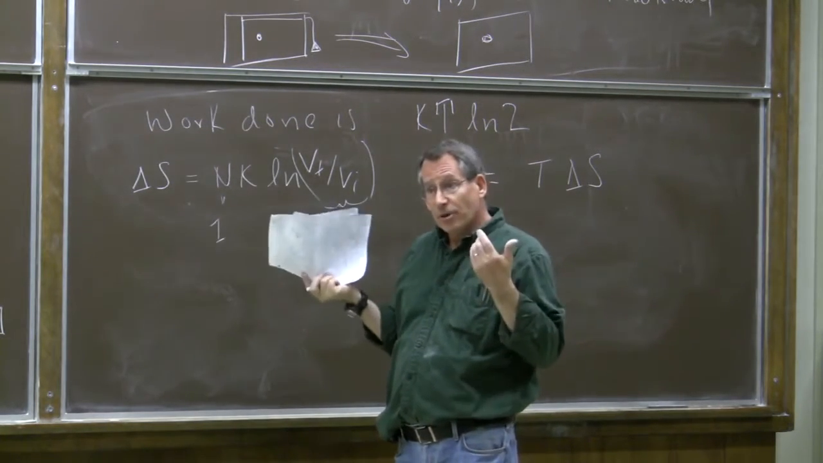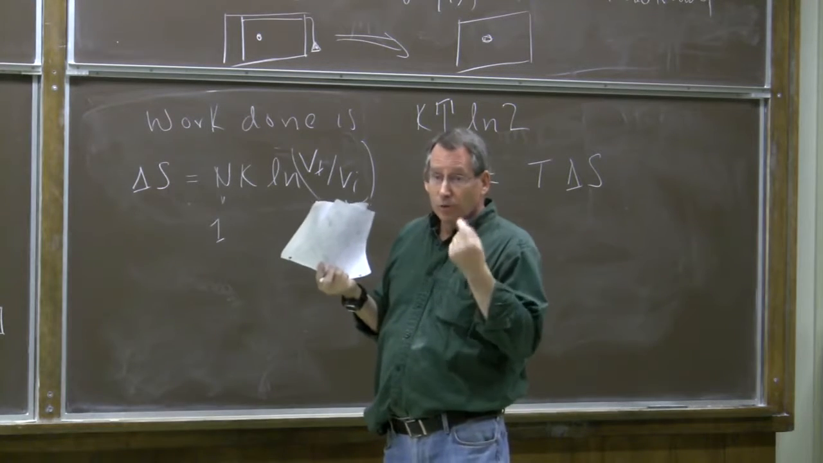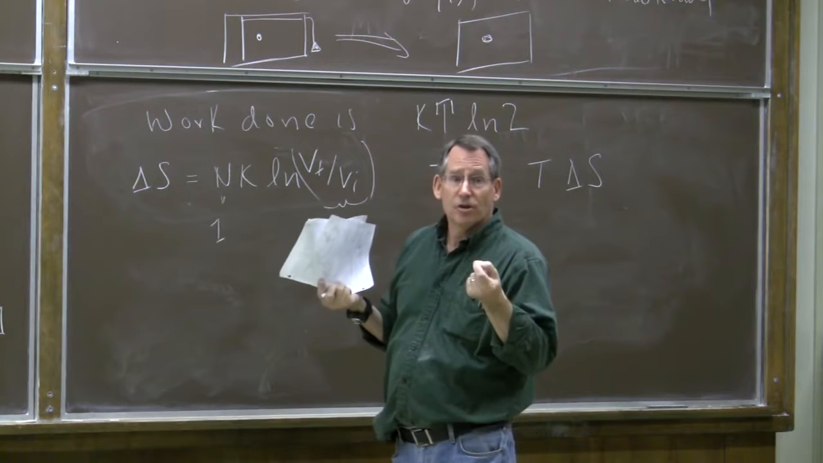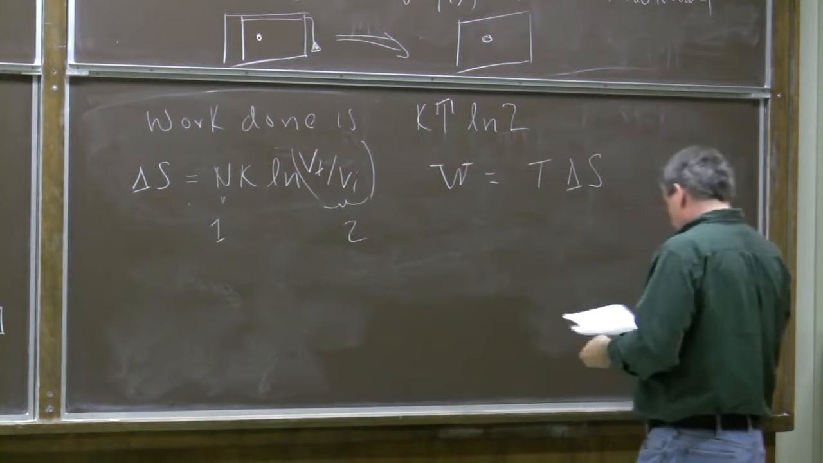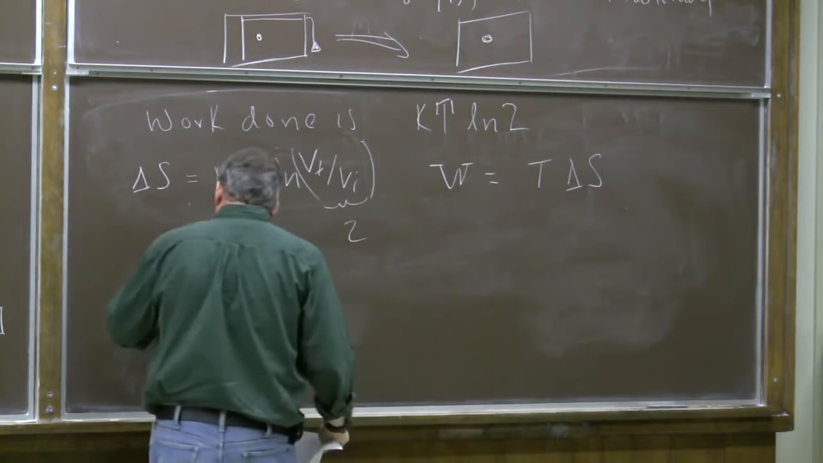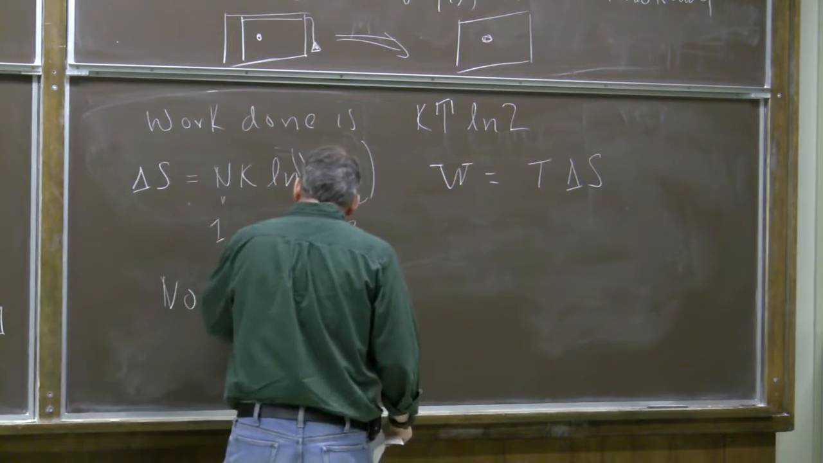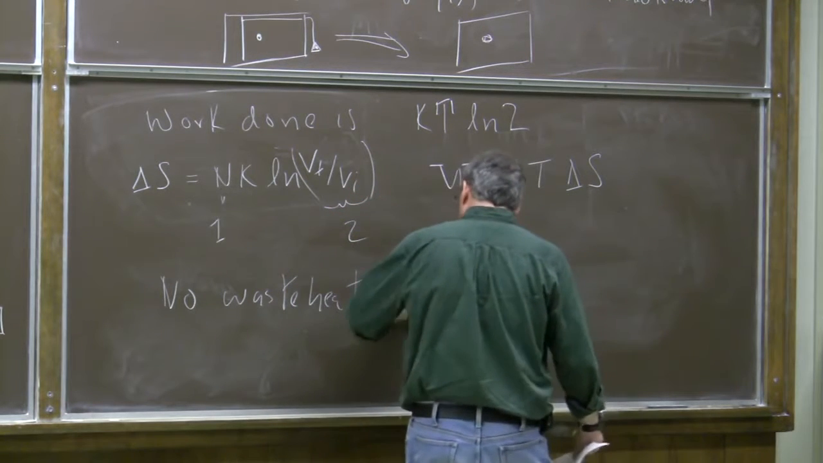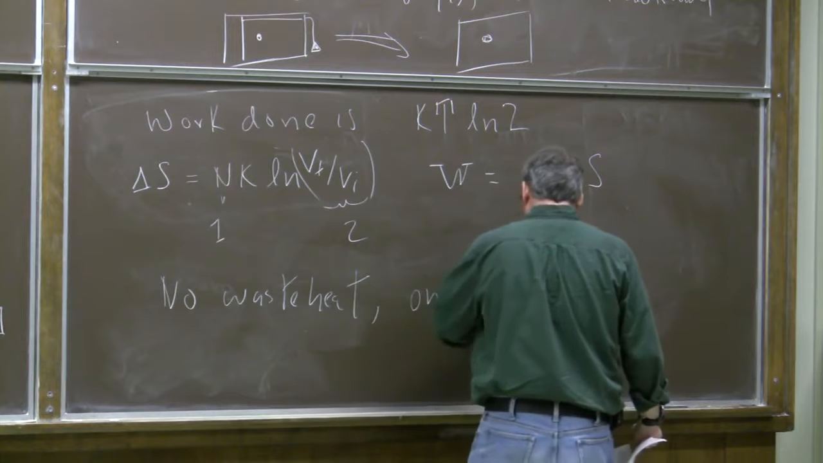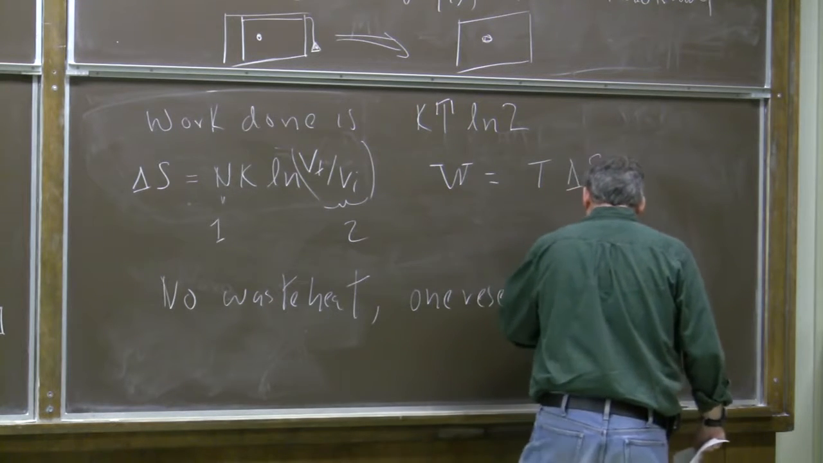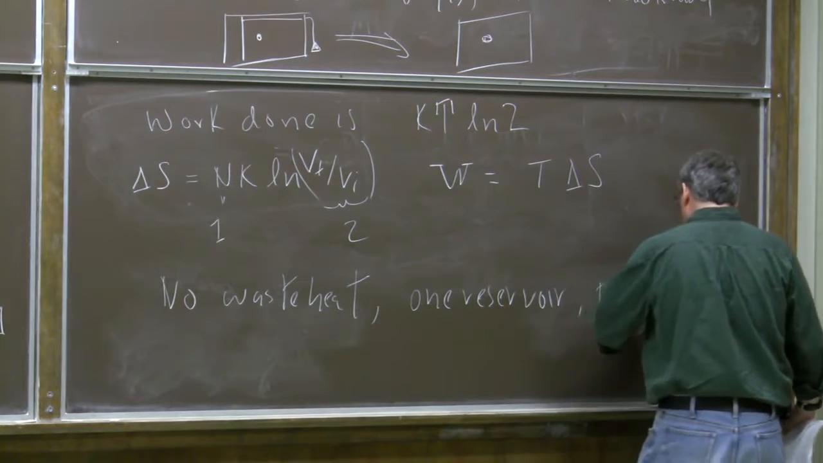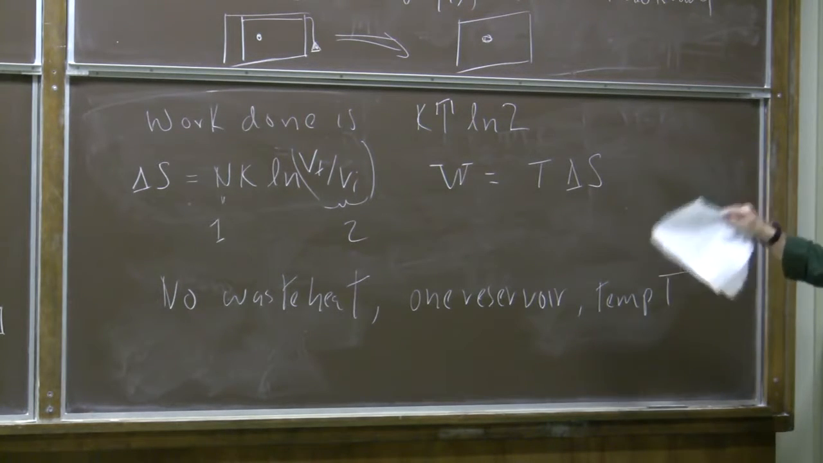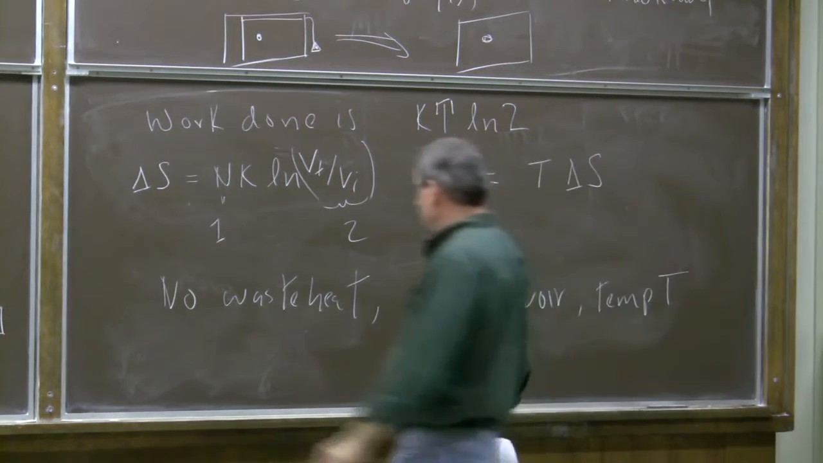Okay? We did this at temperature tau. We had reservoir temperature tau. We had no zero temperature reservoir. We didn't have to produce any waste heat. So no waste heat. We only had one temperature, one reservoir, temperature tau. We were able to steal kτ log 2 of energy from the reservoir and do useful work with it.